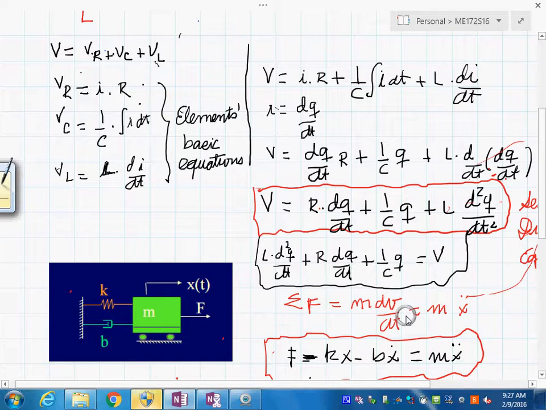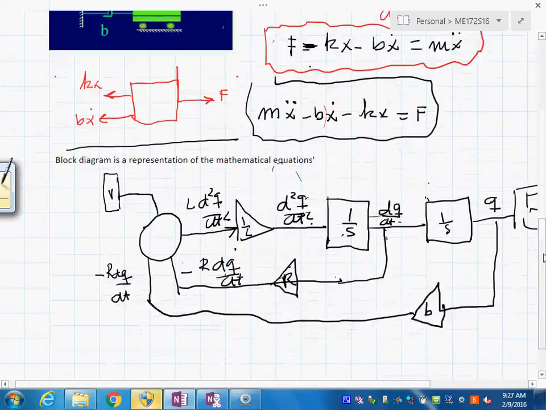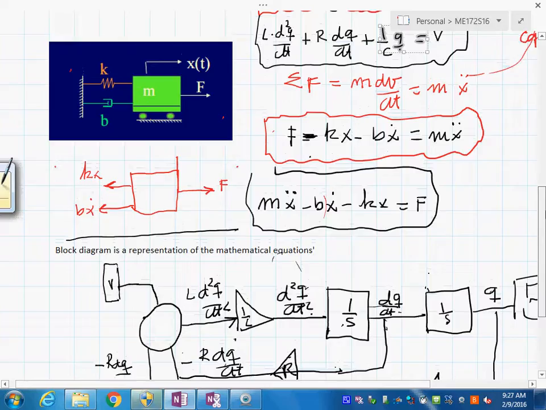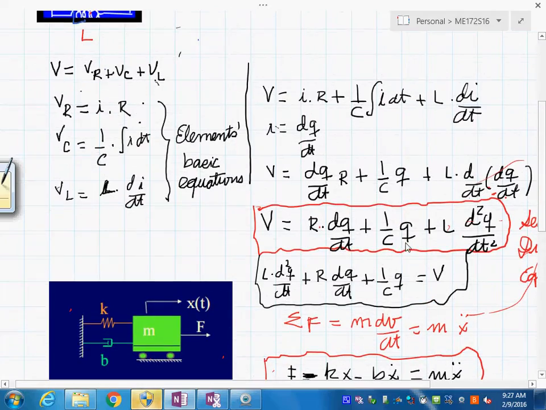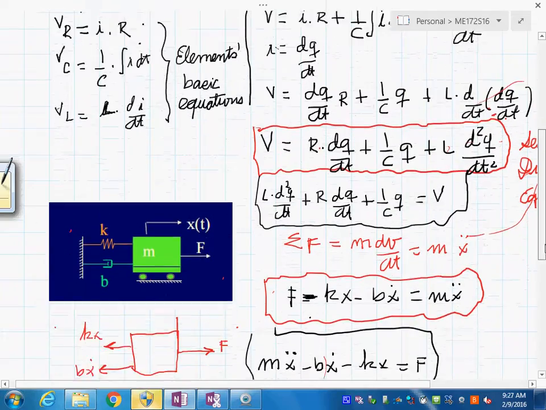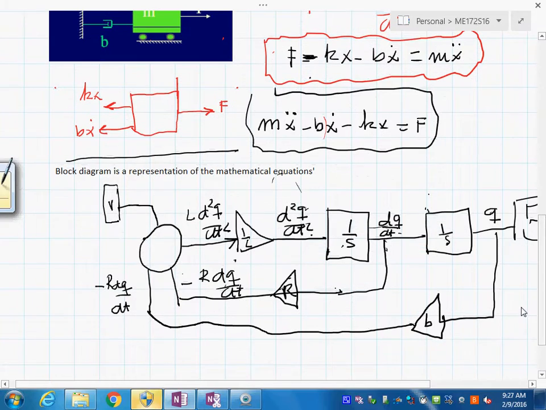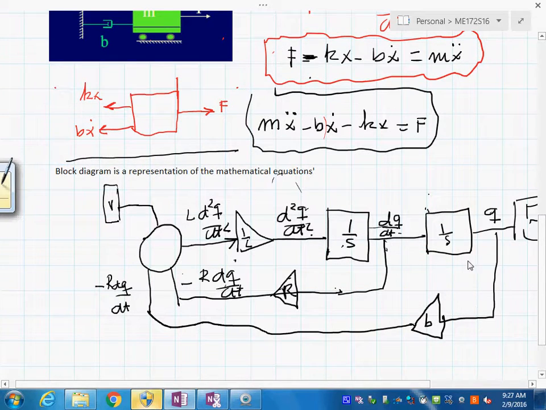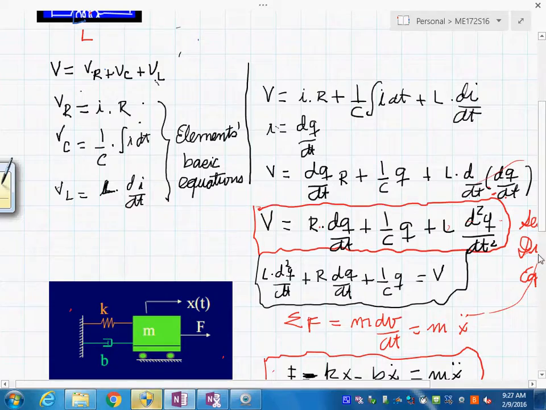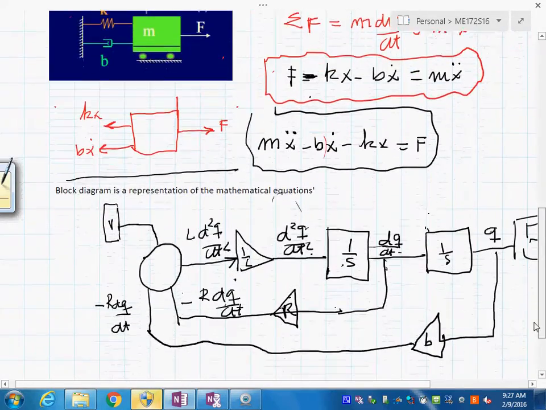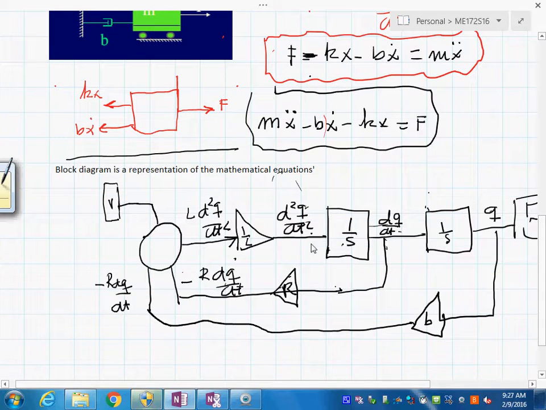Now what we did is from here, we had the differential equation, and I told you the best thing to do is to start with the summation point. And here you have the development of the block diagram from the equations for the circuit. So I think it is very helpful if we review this block diagram on how it came about.